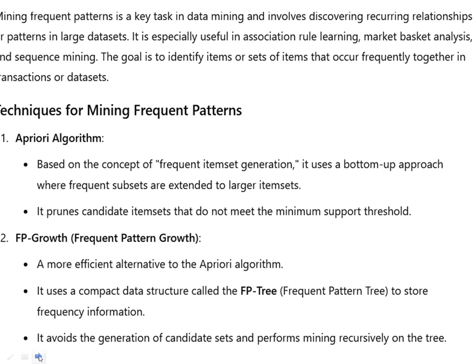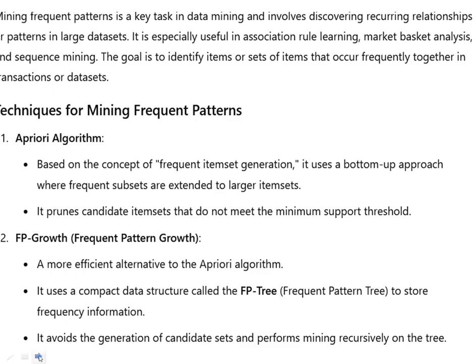For mining frequent patterns, a key task involves discovering relationships or patterns in large data sets. It is especially useful in association rule mining, learning, market basket analysis and sequential mining. The goal is to identify items or sets of items that occur frequently together in transactions or data sets. For this, the Apriori algorithm is based on the concept of frequent item set generation. It uses a bottom-up approach where frequent subsets are extended to larger item sets. It prunes candidate item sets that don't meet the minimum support threshold.